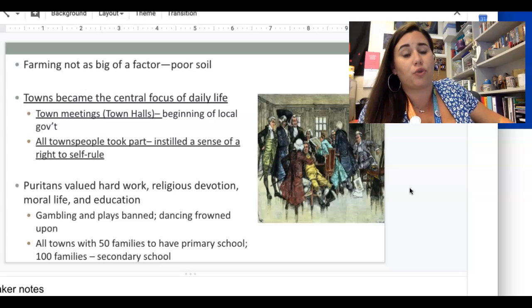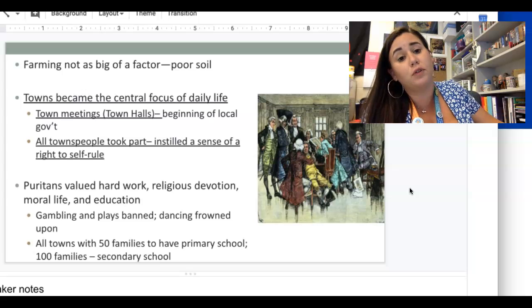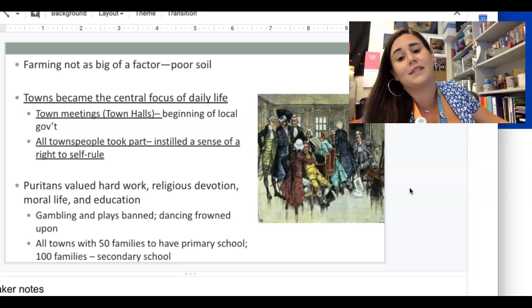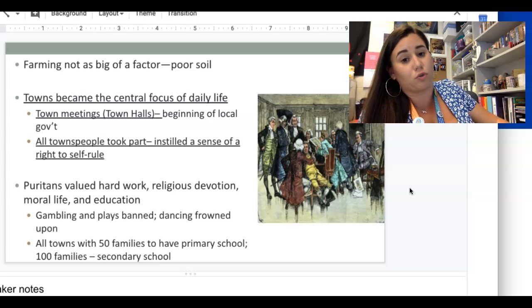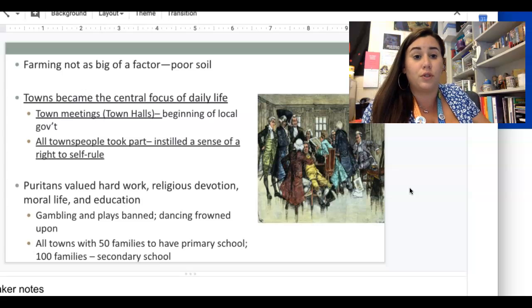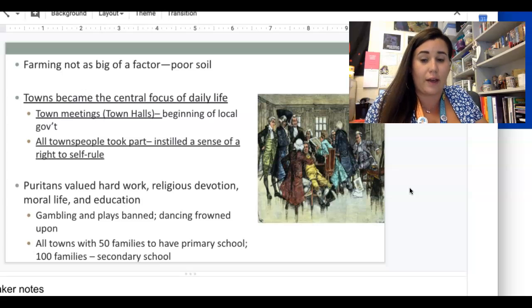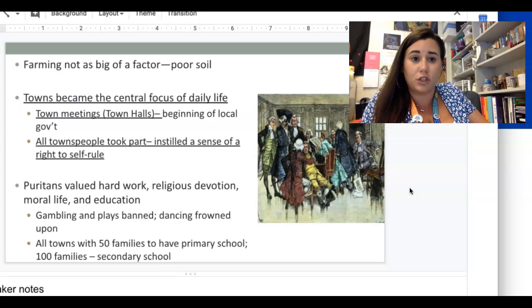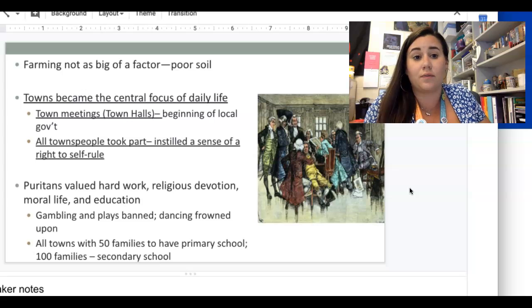Towns are going to be a central focus of daily life in New England. Most people, most men, did participate in town meetings. They were a part of the decision-making process, which did instill a sense of right to self-rule. So these people are going to be used to ruling themselves and having a say in their government. That's important whenever we roll around to the American Revolution and they are fighting against the crown way over in Great Britain.